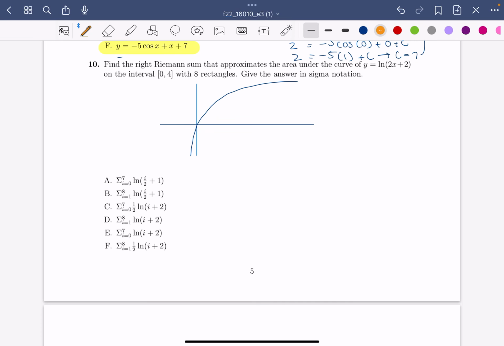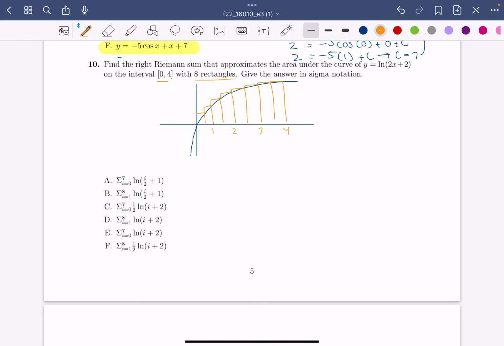It says on the interval of 0 to 4 with 8 rectangles. So that whole interval is 4. 4 divided by 8 rectangles means the width of every rectangle is 1/2. So if I draw my rectangles with a right Riemann sum, they look like this: 1, 2, 3, 4, 5, 6, 7, 8, with every other rectangle being a full number.